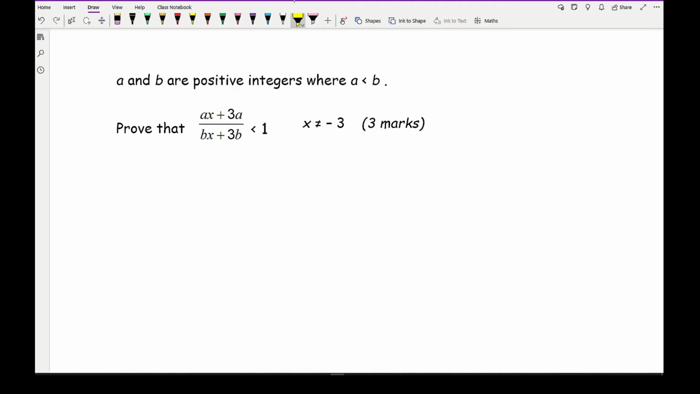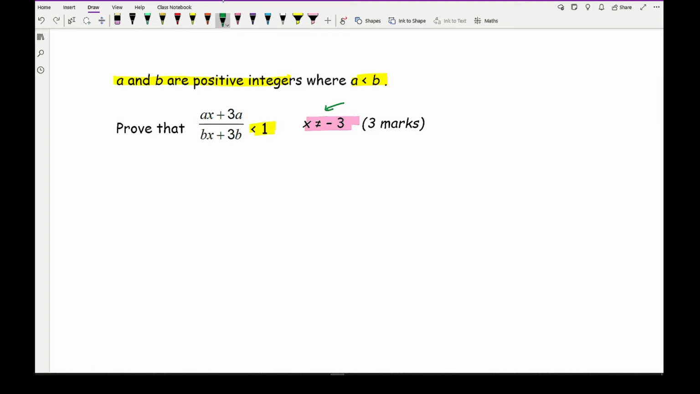So in terms of the important bits of information, we notice that a and b are positive integers, and we know that a has got to be less than b. And now here we've got this algebraic fraction, and we need to prove that it's less than 1. And it's told me that x can't equal minus 3. I will come back to what this actually means, but this part here of x is not equal to minus 3 is not really applicable to what you are going to be proving. I will explain to you when we're going through this why they need to state this.